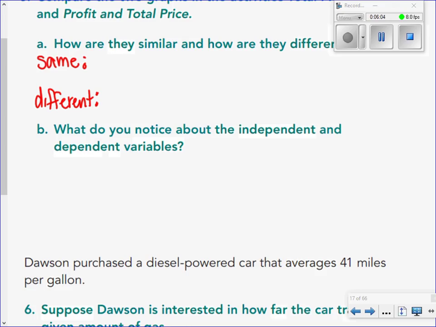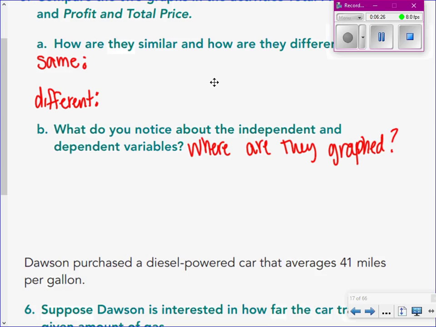And we talked about this. Really, where are they graphed? Where is the independent graph and where is the dependent graph? Pause the video and answer these two questions.